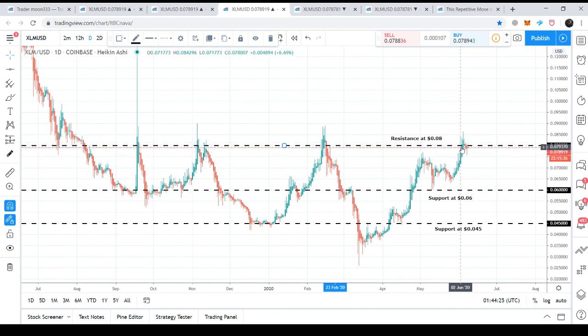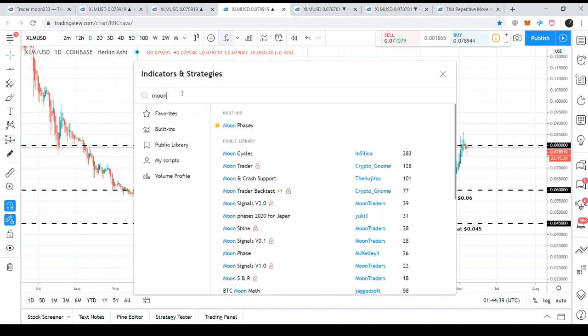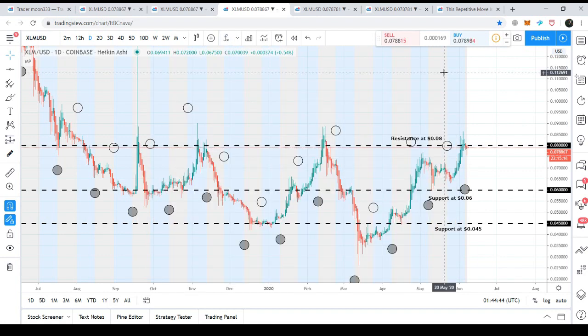We can see that the price line, after hitting this resistance, even though it has spiked beyond this resistance level, is moving down. Here I would like to apply a moon phases indicator. That is a very important indicator to see or predict the upward or downward trends.